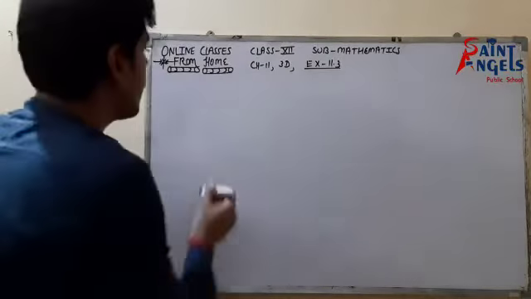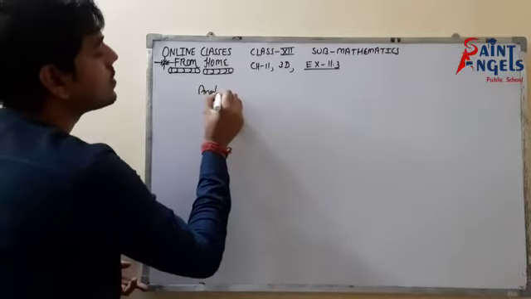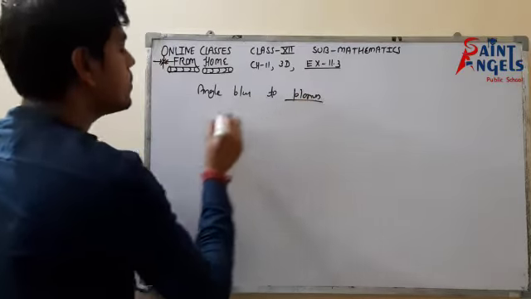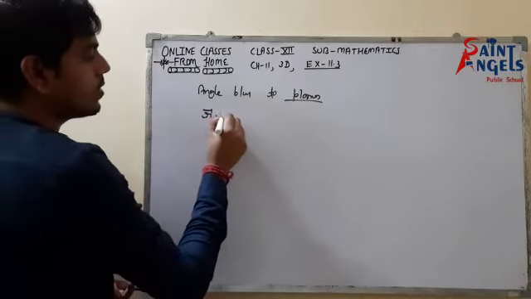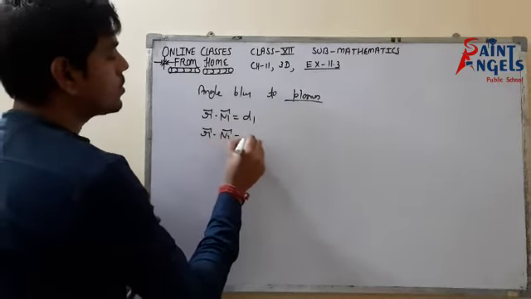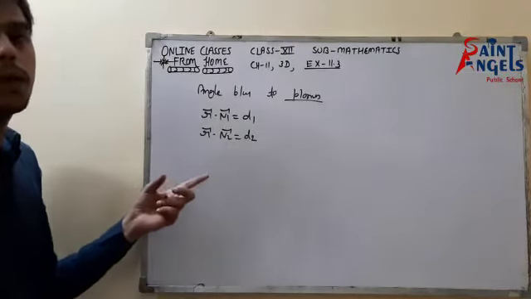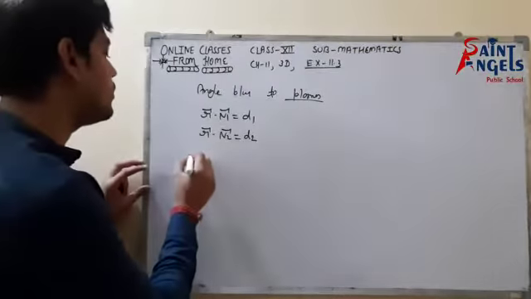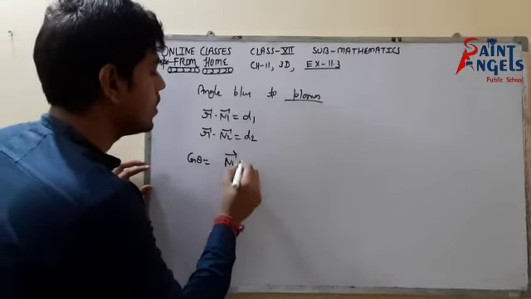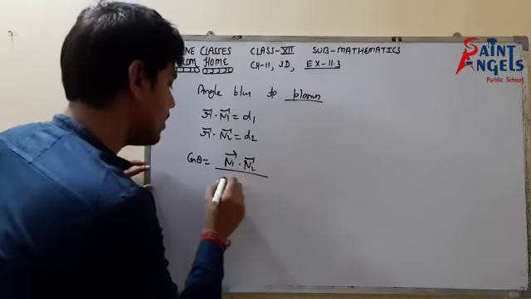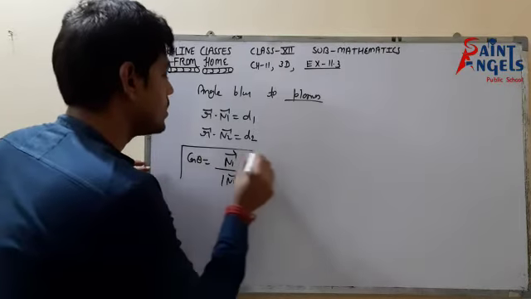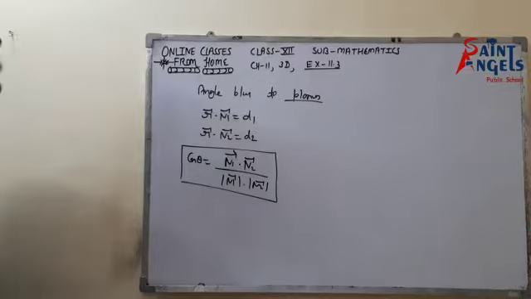The next formula is the angle between two planes. Suppose we have a plane r vector dot n1 vector equals d1, and another plane r vector dot n2 vector equals d2. The angle between their normals is equal to the angle between the planes. So cos theta equals n1 vector dot n2 vector upon magnitude of n1 vector times magnitude of n2 vector. This is the formula for the angle between two planes.